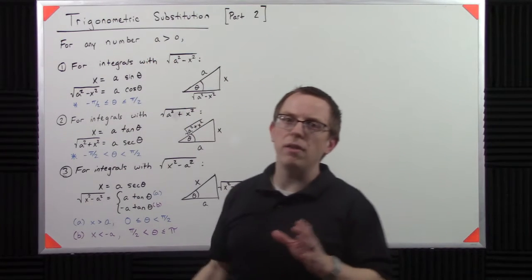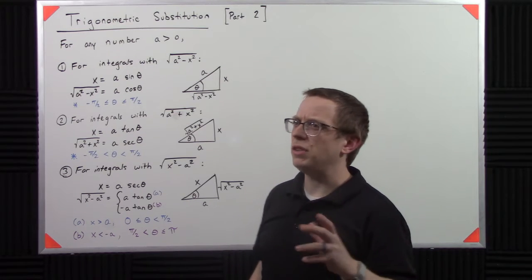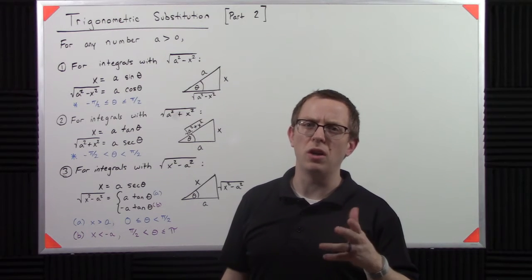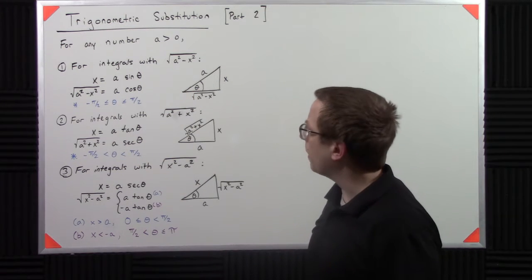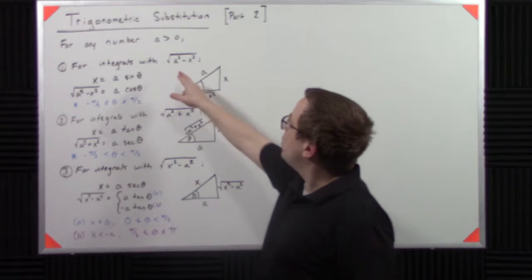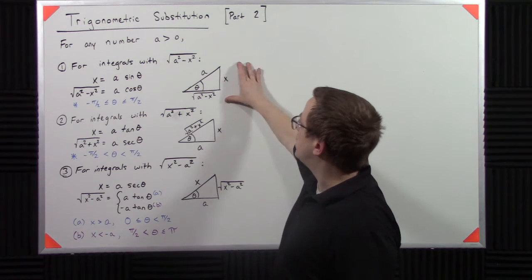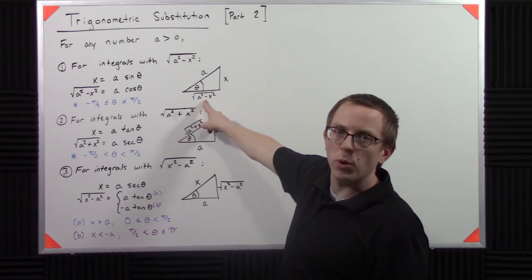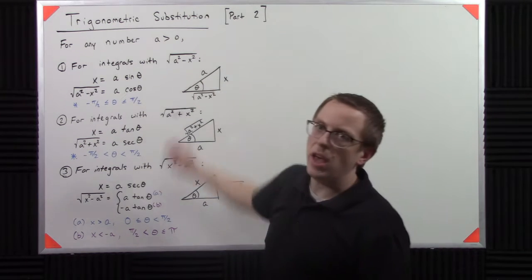And remember, we have the case that that number has to be greater than 0. If it's less than 0, it's a little bit odd, but usually that won't happen with what we're dealing with here. In the case where it's 0 also doesn't make any sense. But if you have something like a squared minus x squared, then the associated triangle is this. We write the square root on the bottom leg, you have x here, and you have a there.